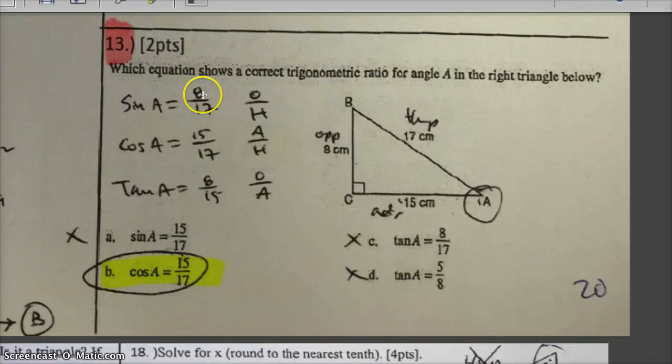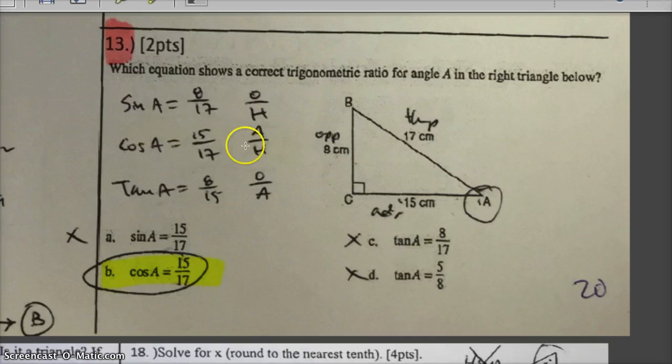Which equation shows a correct trig ratio for angle A in the triangle below? So it says angle A, so what I did here is I listed out all the trig ratios for angle A. So you have the opposite, and across from angle A, across the right angle, is the hypotenuse, and then the third side is always the adjacent, which means it's next to that angle. Then I listed out all my sine, cosine, and tangent.